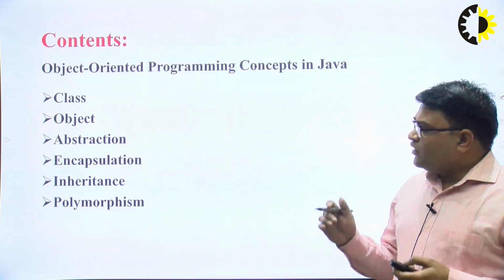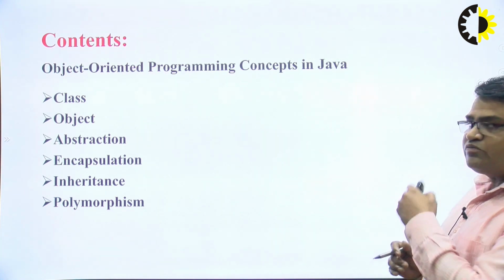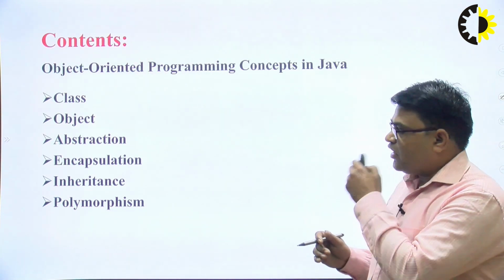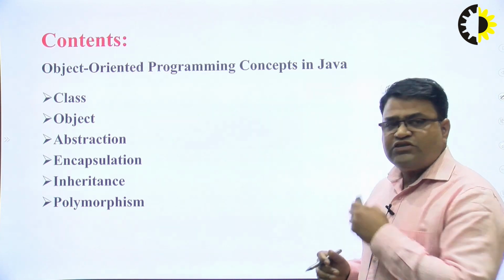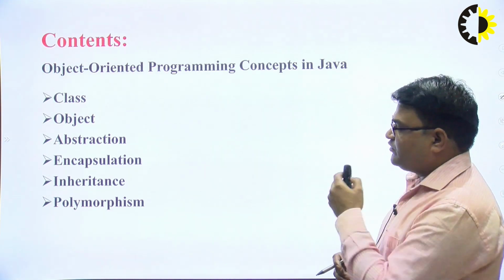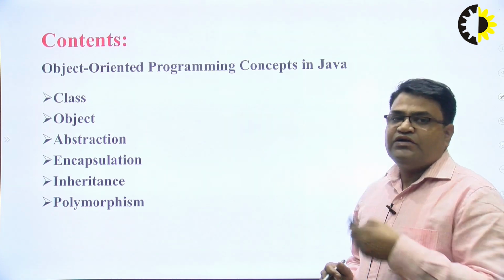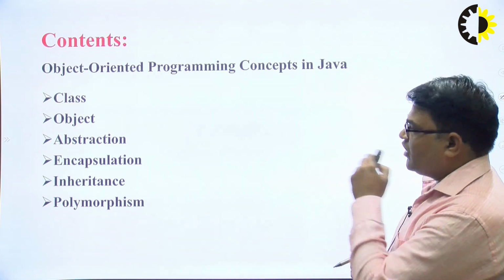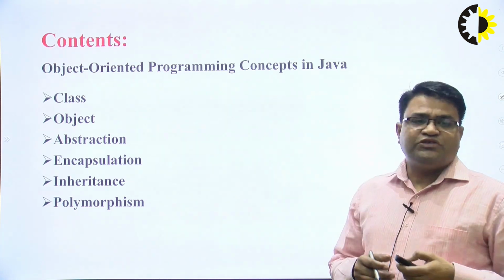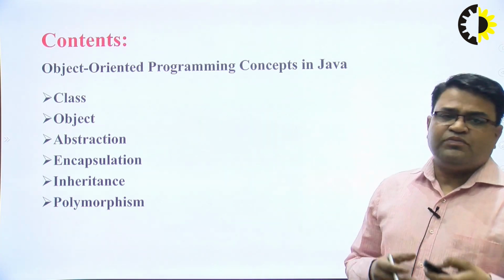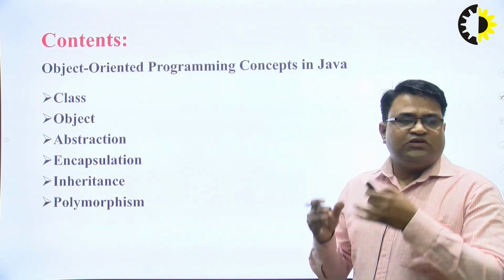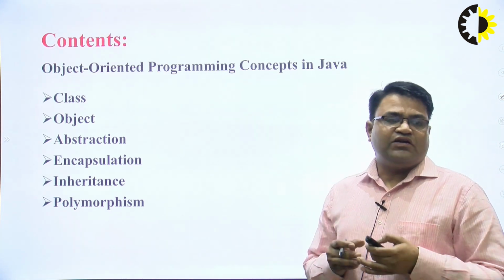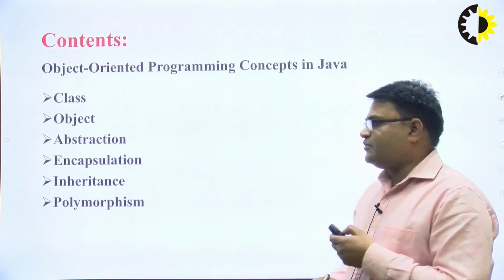First of all, this is the basic terminology: class, objects, and the basic principles of object-oriented programming: abstraction, encapsulation, inheritance, and polymorphism. First of all, we discuss class. What is a class? What are objects? And what are the basic principles of an object-oriented programming language? These are abstraction, encapsulation, inheritance, and polymorphism.